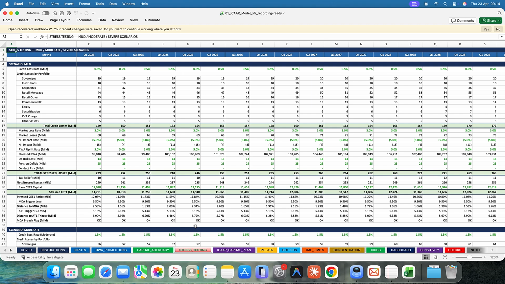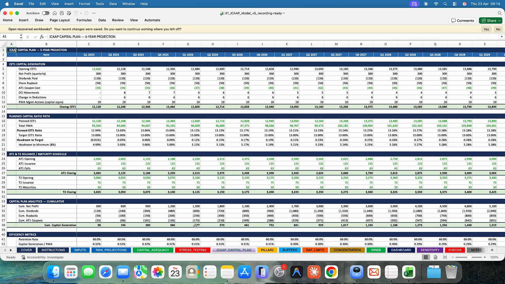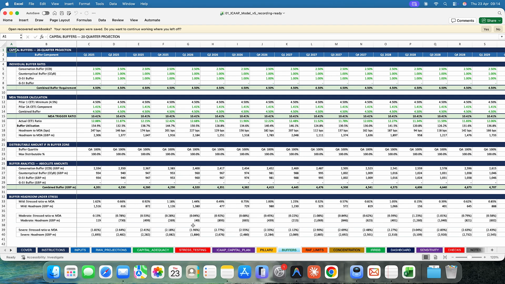The capital plan. A full 5-year forward projection, opening CET1, plus organic generation, minus dividends, plus or minus discretionary instrument changes, equals closing. Each year, tied through to the buffer calculation, which is where the MDA check lives. If your projected CET1 ratio drops below the combined buffer requirement, the model flags it. That's the cell your executive committee wants to see before the plan gets signed off.